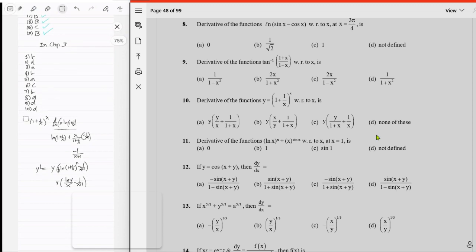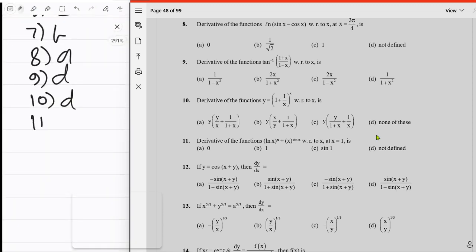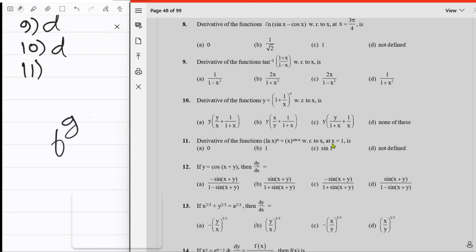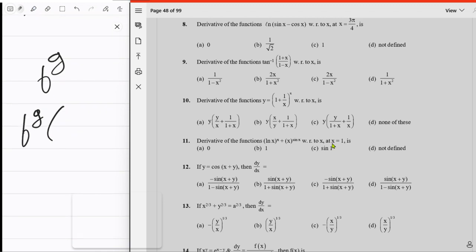11th is the rate of the function natural log of x to the power of x plus x power sine x with respect to x. Okay, let's just tell you the things. F power g, the rate of this thing is just f power g times g f dash upon f, because like natural log of f, the rate of that thing, just this. All right.